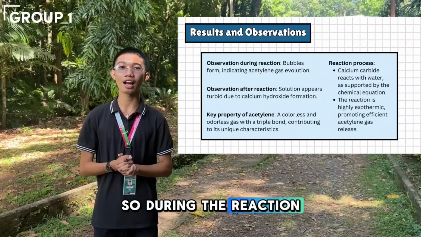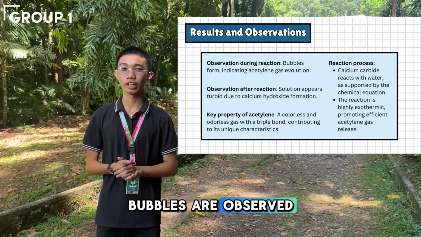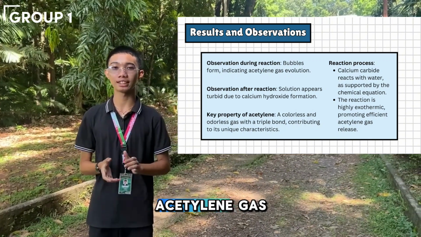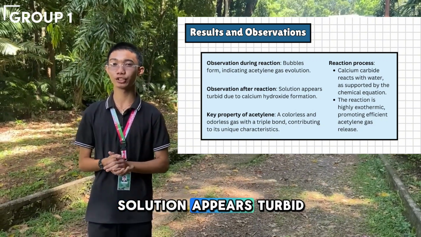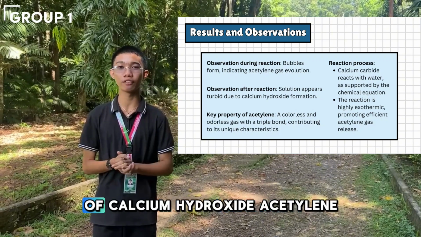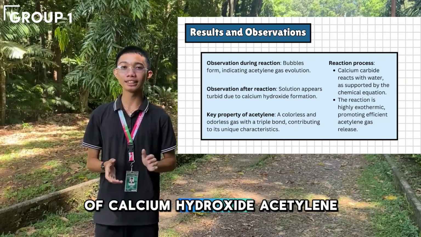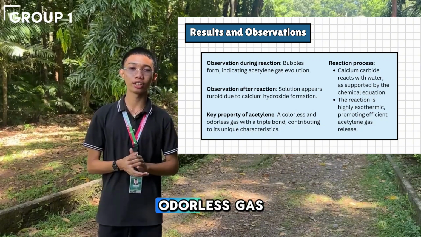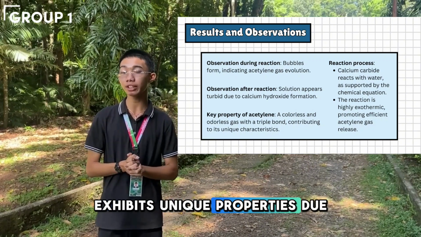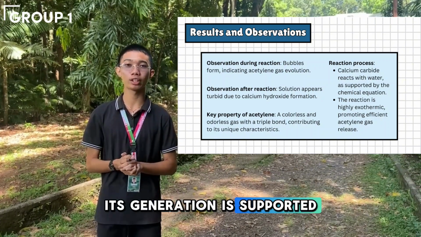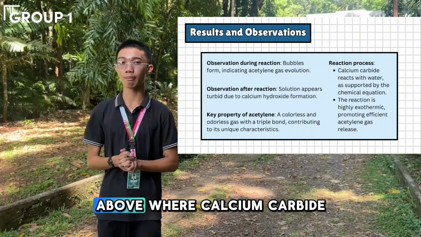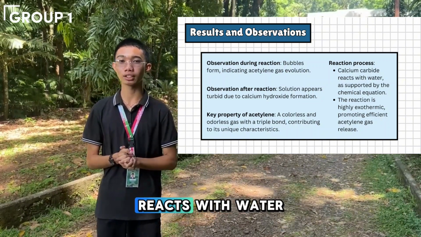So during the reaction, bubbles are observed, indicating the evolution of acetylene gas. After the reaction, the solution appears turbid due to the formation of calcium hydroxide. Acetylene, a colorless and odorless gas, exhibits unique properties due to its triple bond. Its generation is supported by the chemical equation above, where calcium carbide reacts with water.